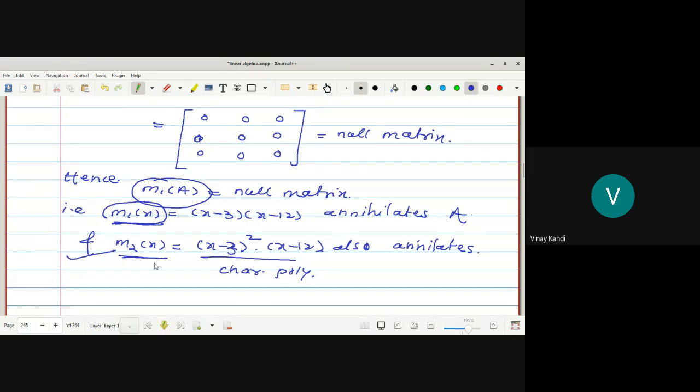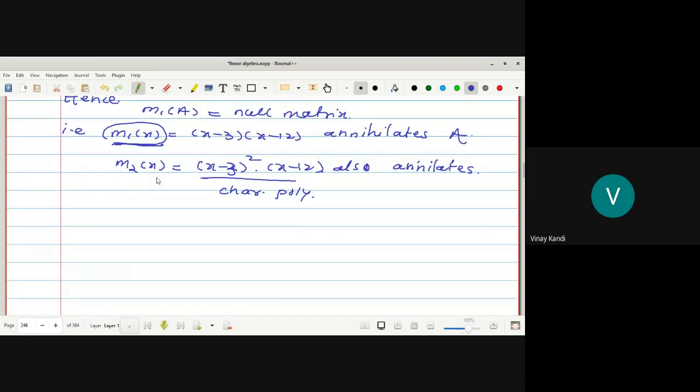Don't waste time checking again there. In a university exam you may check, but in SET or NET you do not need to. If m1 of x does not annihilate A, then directly we can say m2 of x, that is the characteristic polynomial, annihilates. Hence this implies m1 of x equal to x minus 3 into x minus 12 is the minimal polynomial. Okay, any doubt?